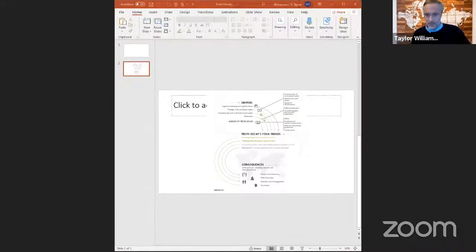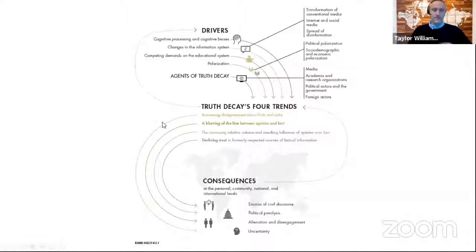And I'm going to share a slide so that you can see how they've described these challenges. There we go. So they've identified 4 trends that lead to the undermining of trust in facts and data. An increasing disagreement about facts and the interpretation of facts and data, a blurring of the line between opinion and fact, the increasing influence of opinion and personal experience over fact, and then the declining trust in formerly respected sources of facts. Those are the 4 trends in the middle of their graphic.